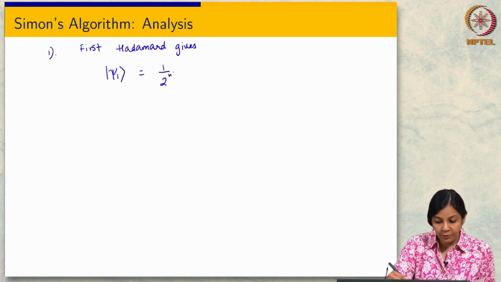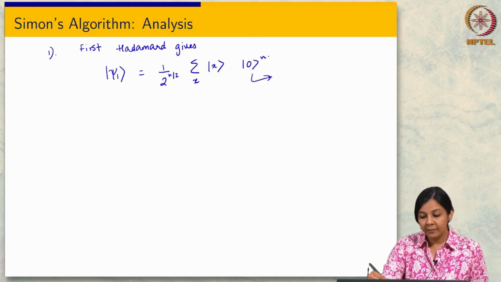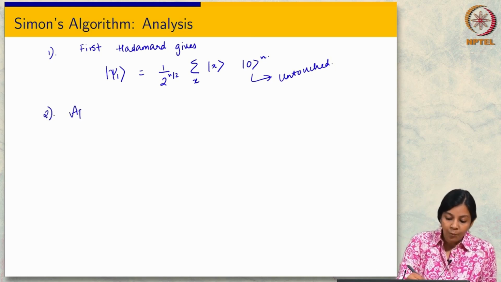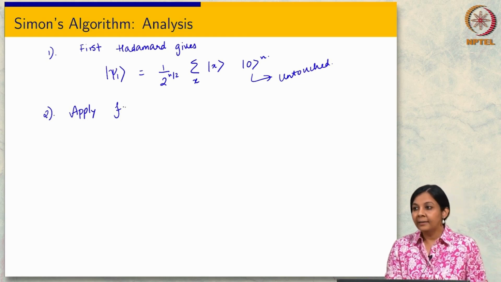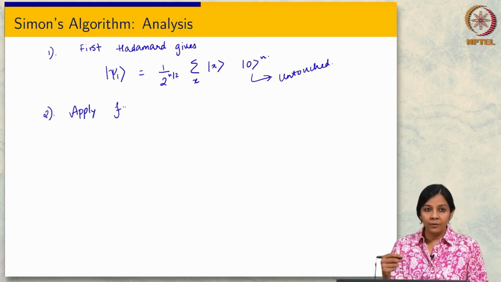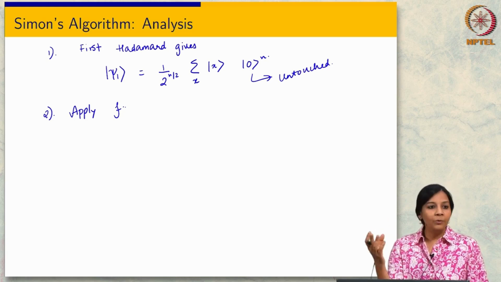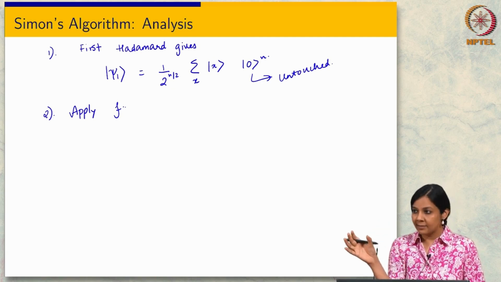So this is just going to give me this, right? Remember, we did not do anything to these last n bits. So this is all untouched. Now at the second step, what we do is apply f. And as I already said, since we did not do anything to the bottom n bits, we are not going to get phase kickback or anything, rather we will just get f(x) in the last n registers.